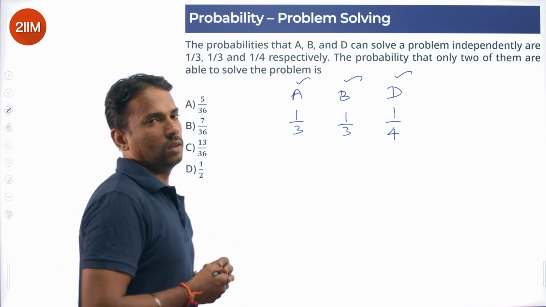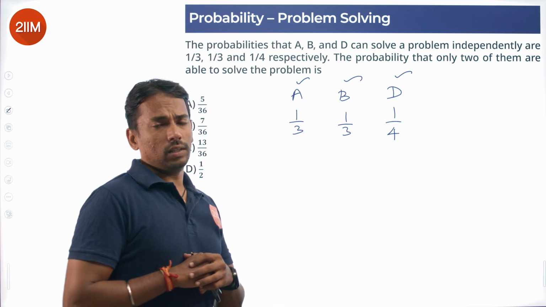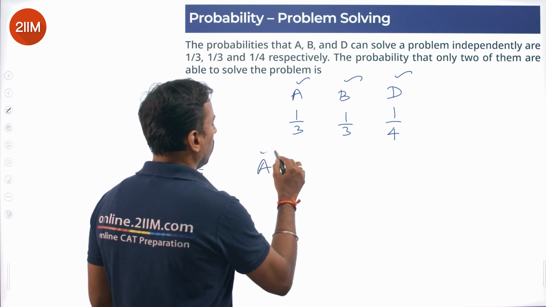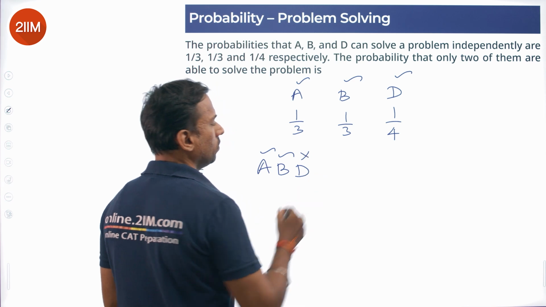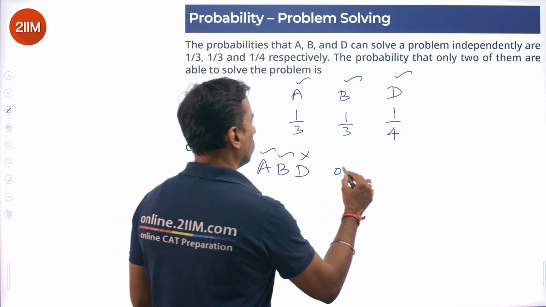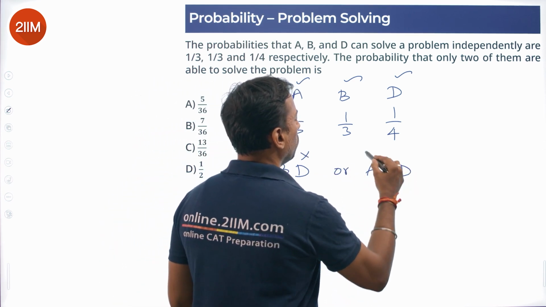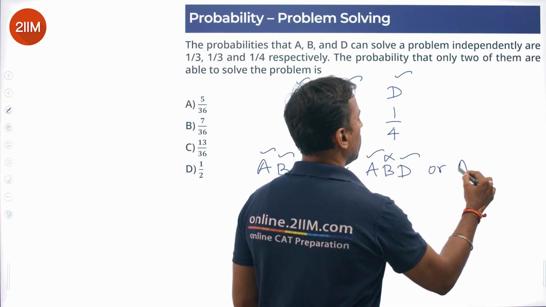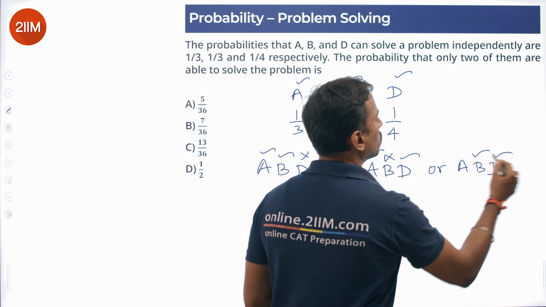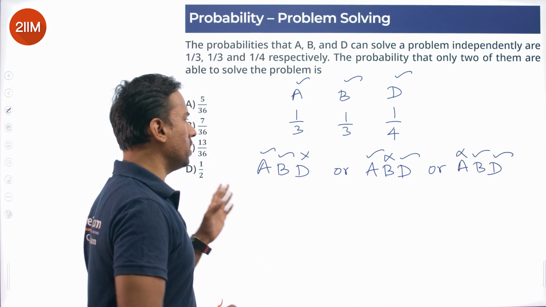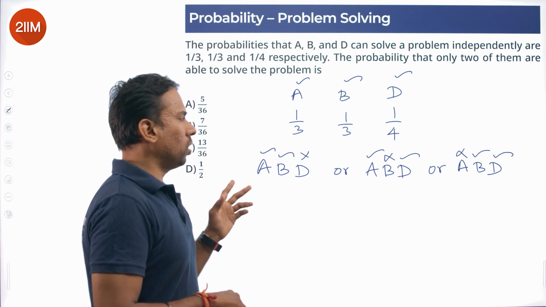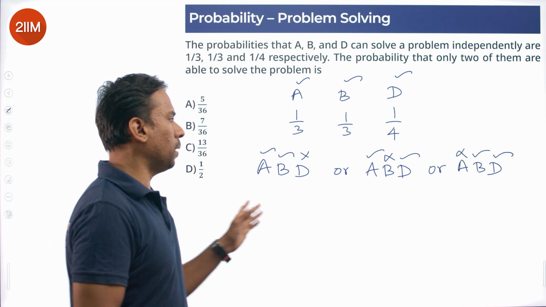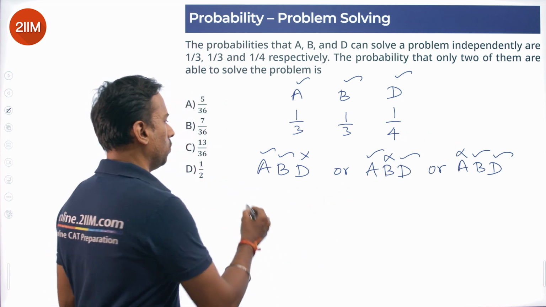Okay, then 2 of them are going to solve, the other one is not going to solve. That's the meaning. That means it could be A solving, B solving, D not solving. Or out of A, B, D, it could be A and D solving, B not solving. Or B and D are solving, A not solving. So we have 3 cases here. In each case we are making one of them not solving, the other 2 are solving. So it can happen in 3 different ways. We'll attack them one by one.